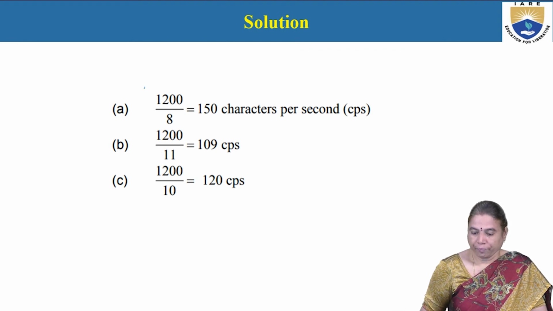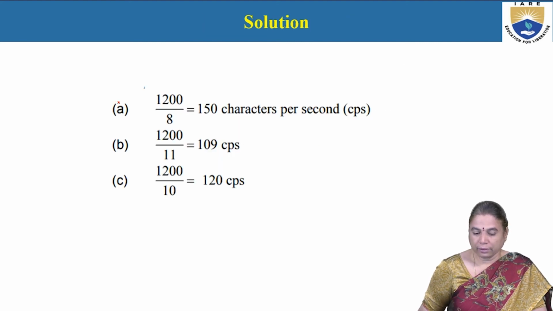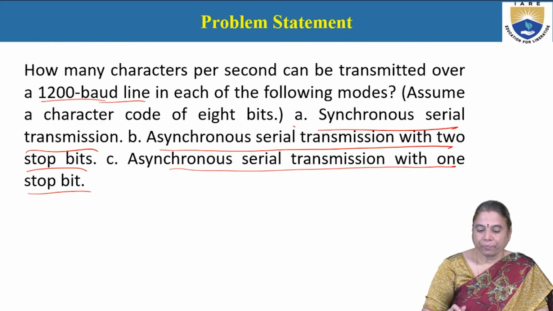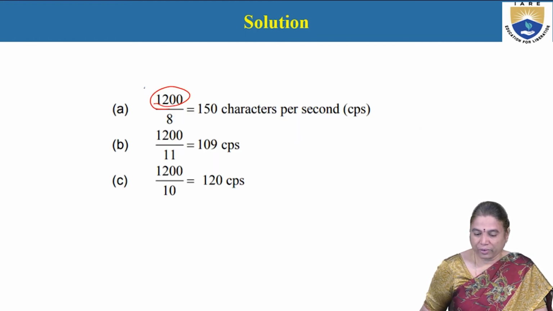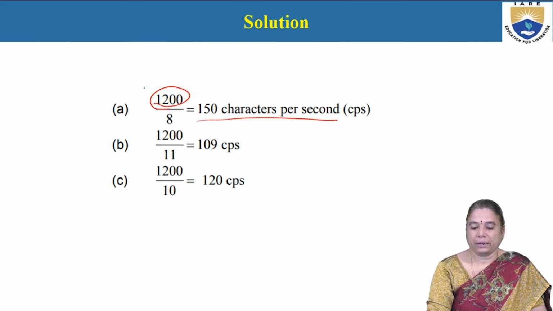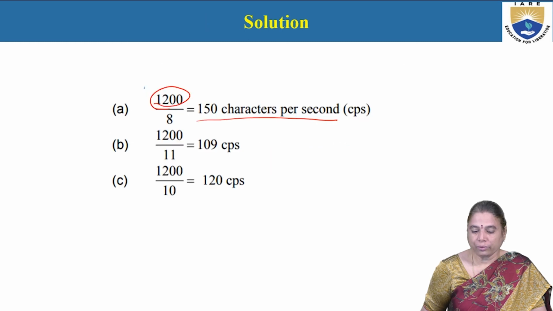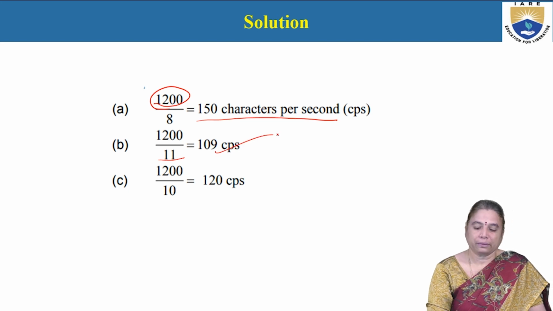So here, in case of synchronous serial transmission, 1200 baud line. So 1200 by 8, since each character can be represented with 8 bits, so 150 characters per second (CPS) can be transmitted. In case of the second one, asynchronous transmission with 2 stop bits, 1 for clock and 2 for 2 stop bits. 8 plus 3, 11, 1200 by 11, 109 CPS.